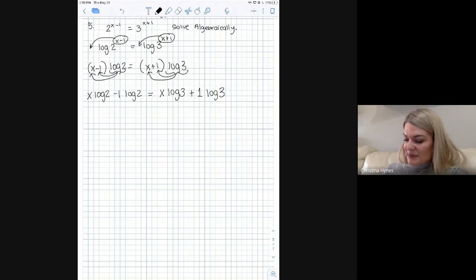Your next step is to get x's on the left side and non-x's on the right side.